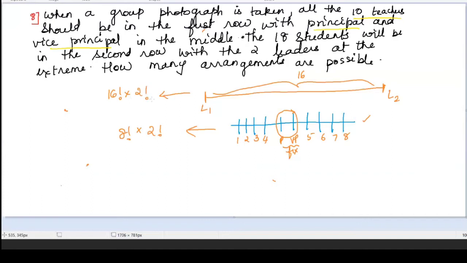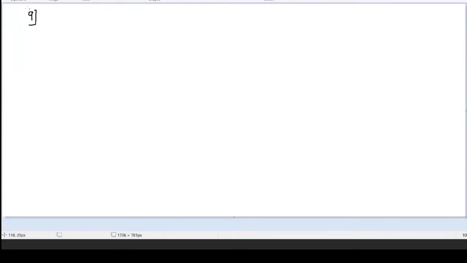So together, what is the arrangement now? How many arrangements are possible? Therefore, the arrangements are 16 factorial into 2 factorial, the second row arrangement, into the first row arrangement, 8 factorial into 2 factorial. These factorials are big. If possible, get the answer. Otherwise, keep this answer as it is.